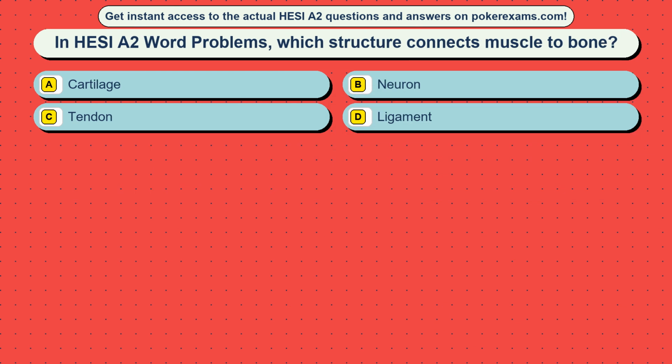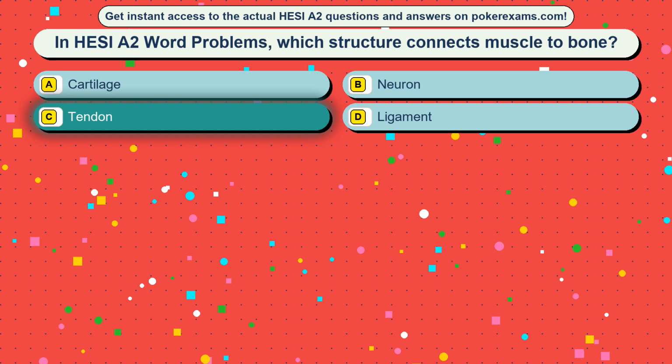Question 23. In HESI A2 problems, which structure connects muscle to bone? Option A, cartilage. Option B, neuron. Option C, tendon. Option D, ligament. The correct answer is option C, tendon.